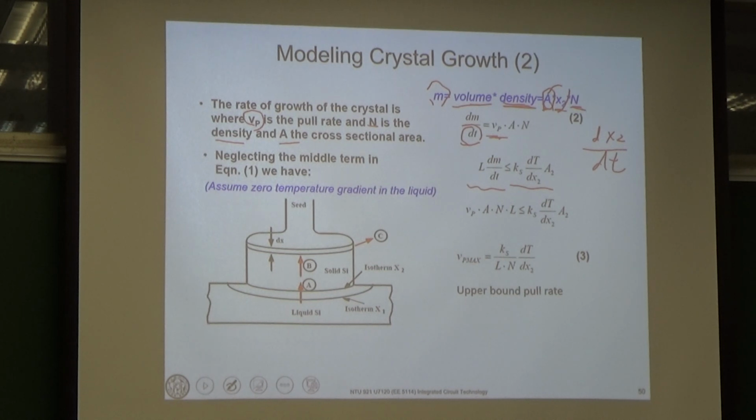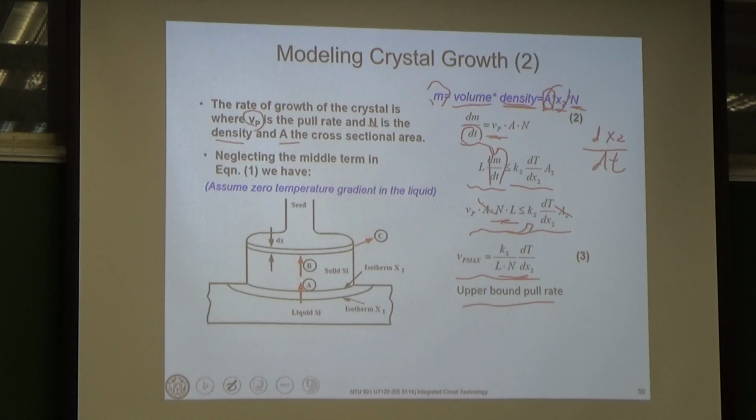So let's move those parameters, or rearrange these parameters. The equation will look like this. Okay, let's put this dm/dt, plug it to here. And then we can move this, if the A is the same, so we can move this NL to the right hand side. So we have our pulling rate, the maximum pulling rate, equals to this. So this is the upper bound of your pull rate.